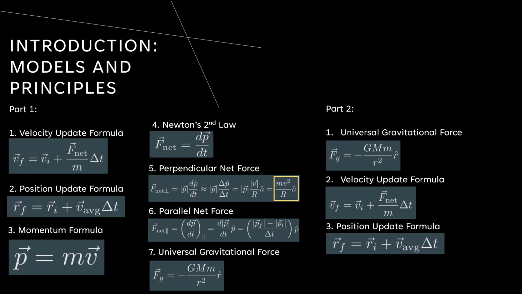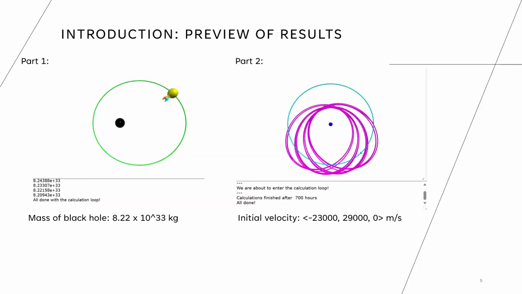For the preview of my results for Part 1, I found the mass of the black hole to be 8.22 times 10 to the 33 kilograms, and there's the computational model of the orbit of the star around the black hole. And then for Part 2, the initial velocity that I came to was negative 29,000 meters per second, and there is the orbit of the spaceship in magenta and the orbit of the moon in cyan.